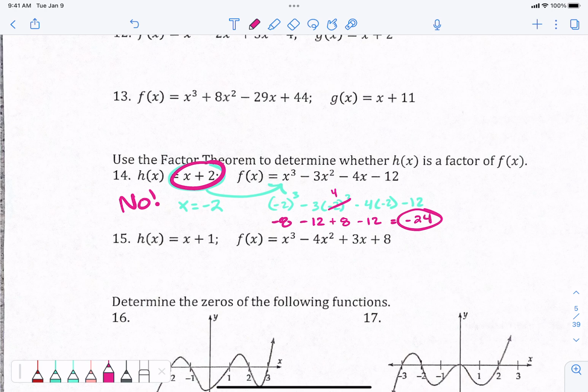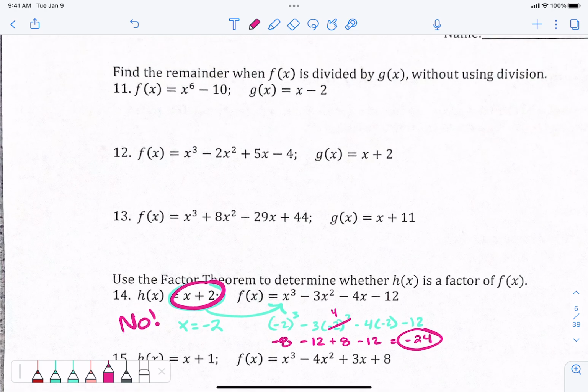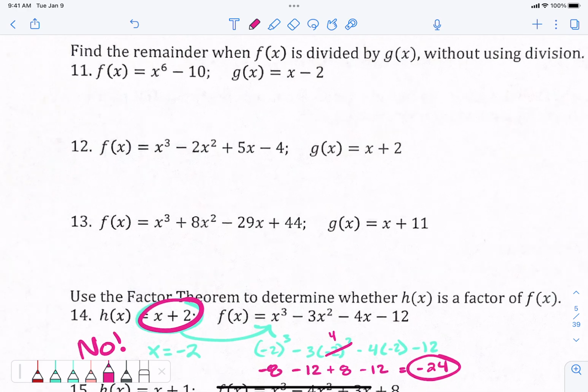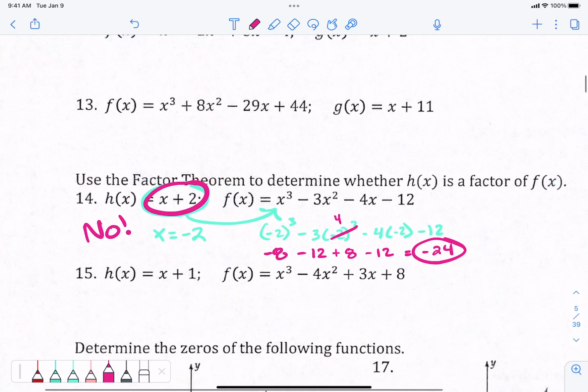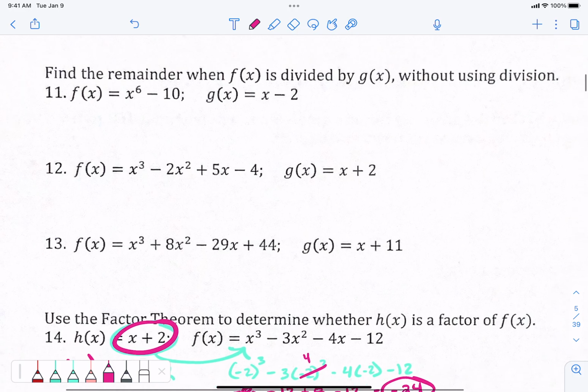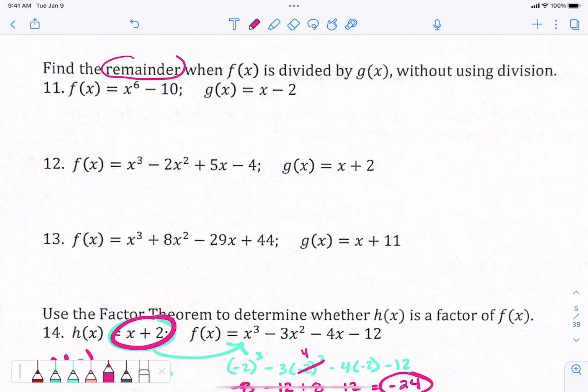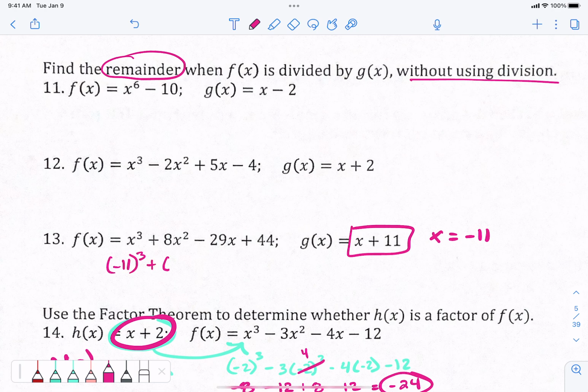I did negative 12 plus negative 12, but I put it at 0 instead of negative 12. Gotcha. Okay, 11, 12, 13. Let's do 13. Find the remainder. This one's saying basically the same thing as 14, but it says determine whether it is a factor. Here we're just trying to find the remainder without using division. If we're dividing by x plus 11, we would plug in negative 11. I'm not gonna do this in my head, so somebody plug these in, please.